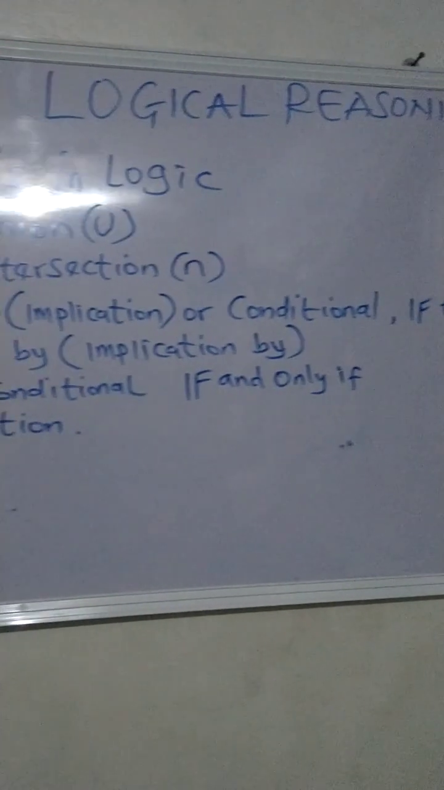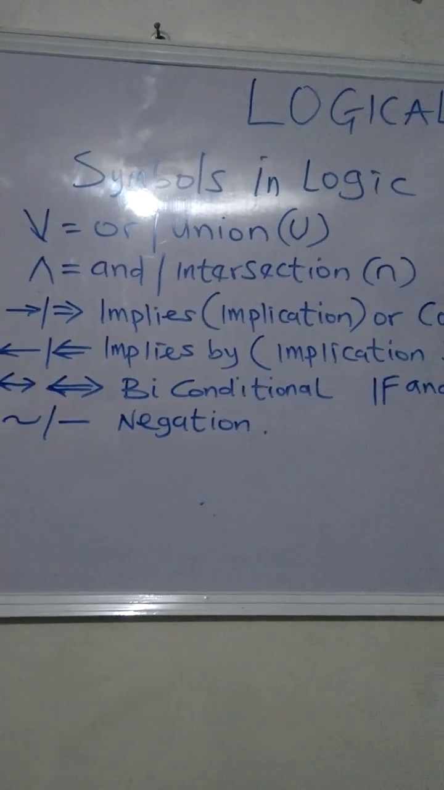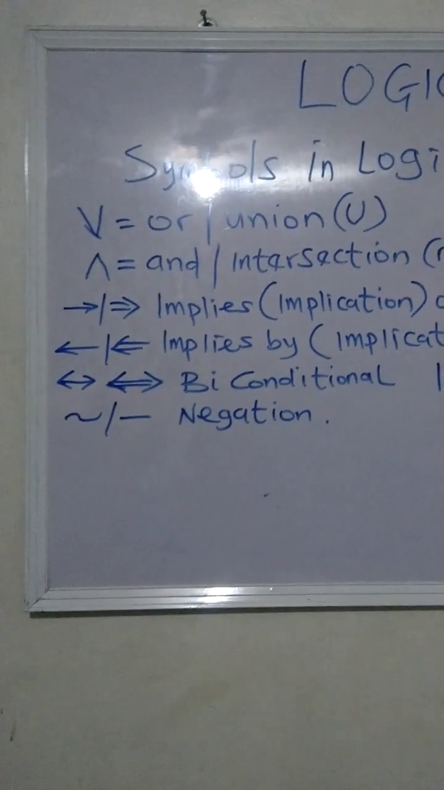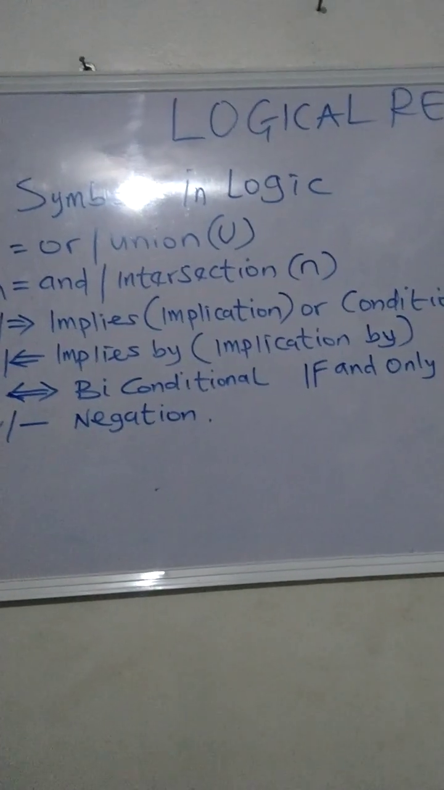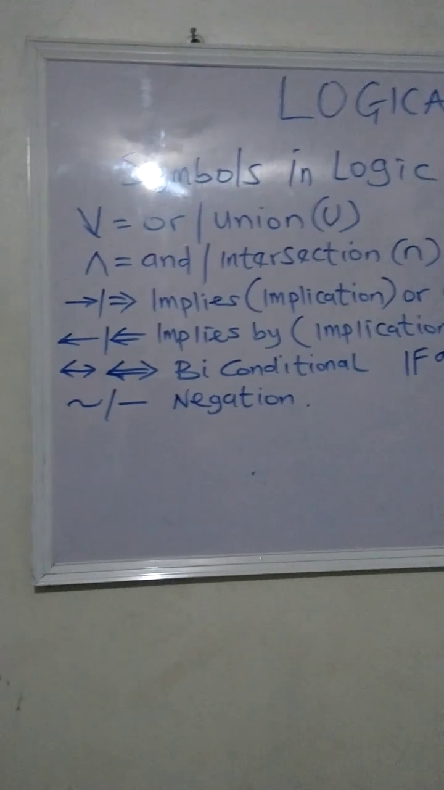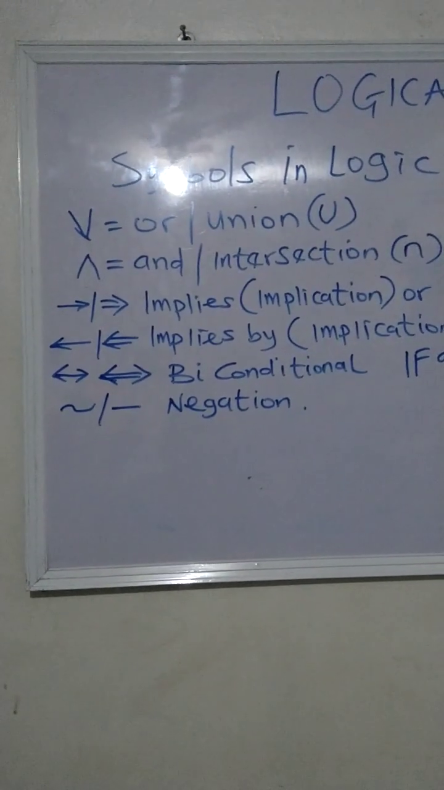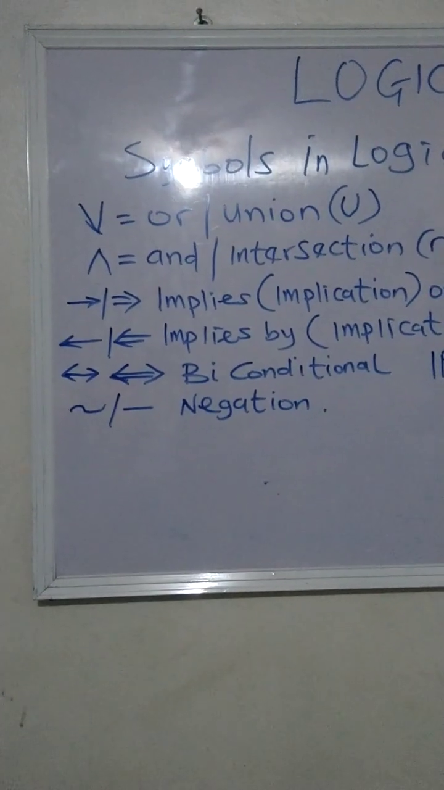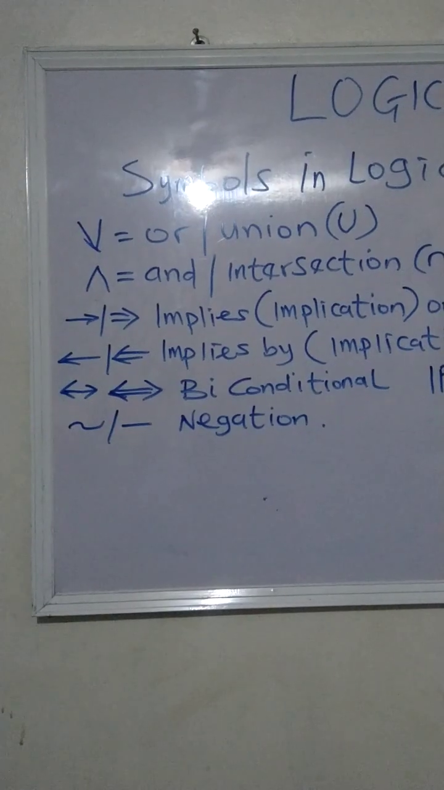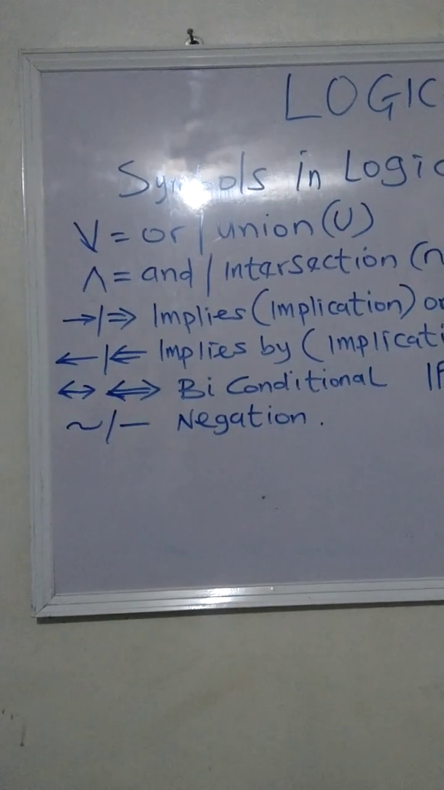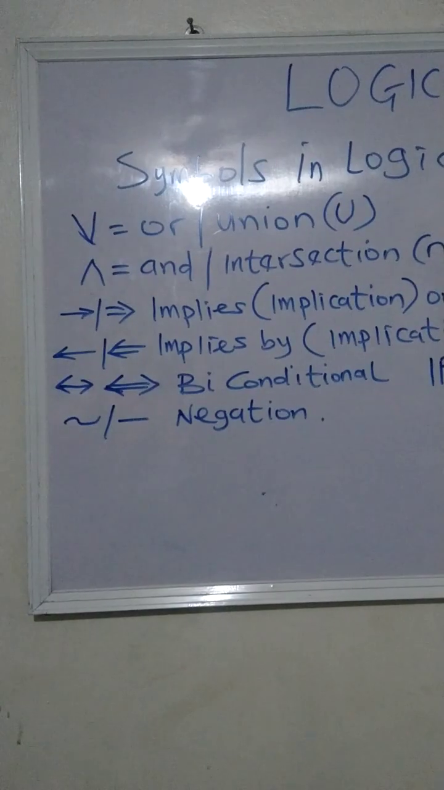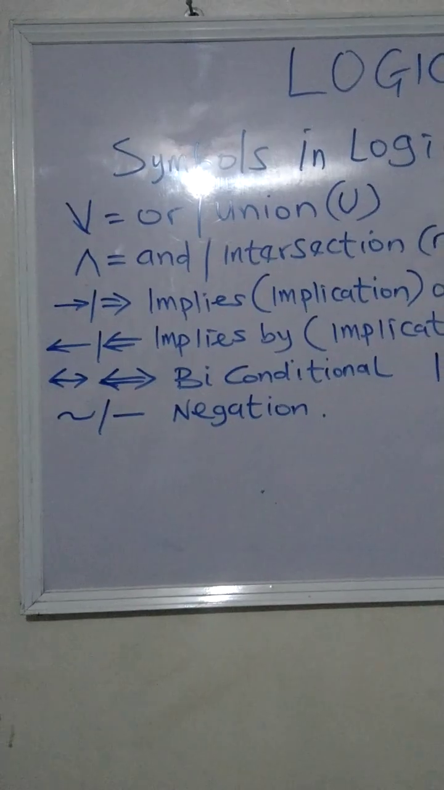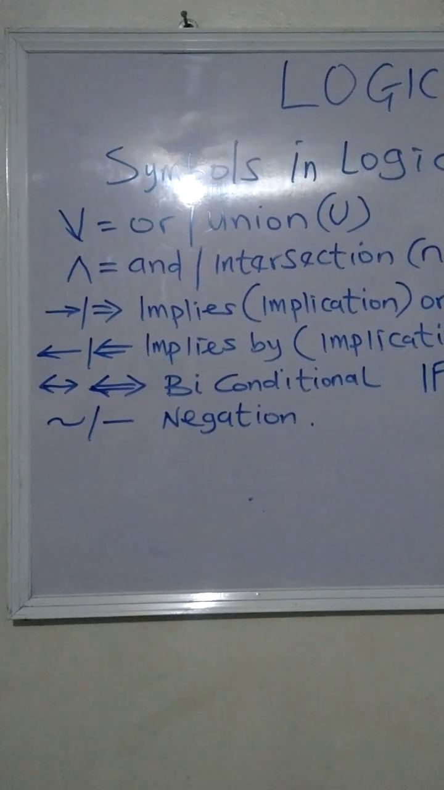Logical reasoning. How do we solve questions on logical reasoning? The first thing you need to know is the symbols in logical reasoning. We have about 6 symbols in logical reasoning, as you can see on the board. The first one is union. Some people call it V, because it has a V shape. So when you see a symbol that looks like V, it's called union.